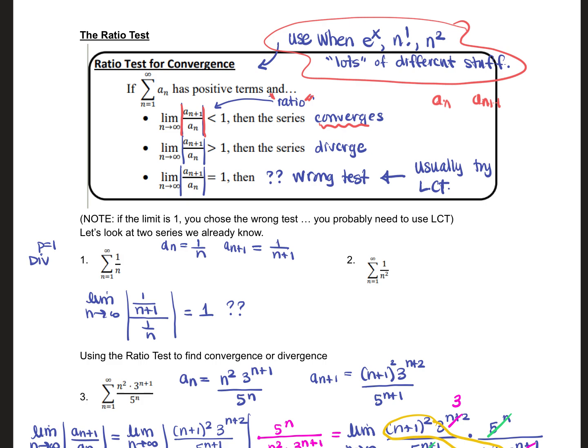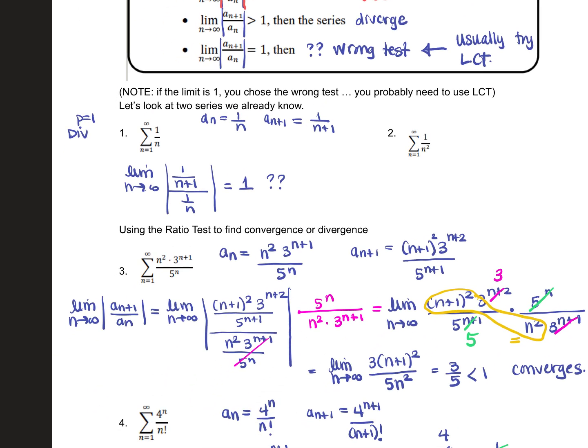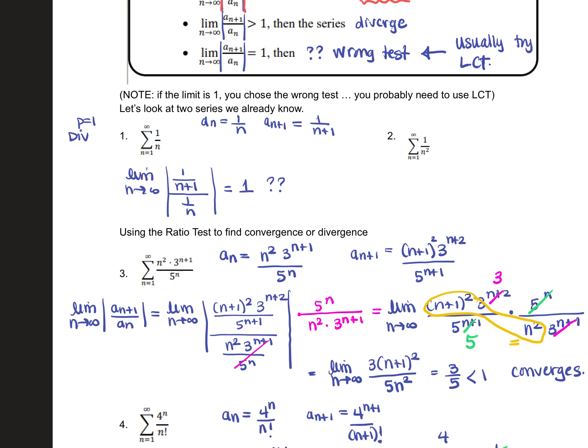If it's bigger than 1, it will diverge. And if it's equal to 1, the test fails. And it's usually because you should have used an LCT, limit comparison test. Okay, so looking at this first one, right now we know this is harmonic, p equals 1, diverges. We know that.